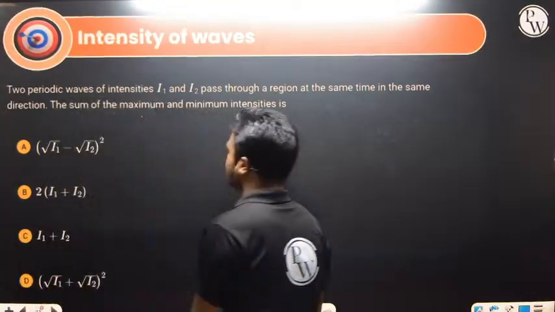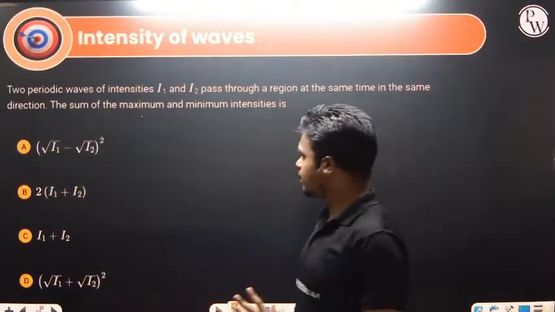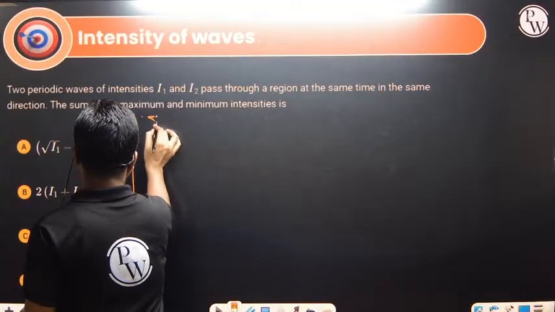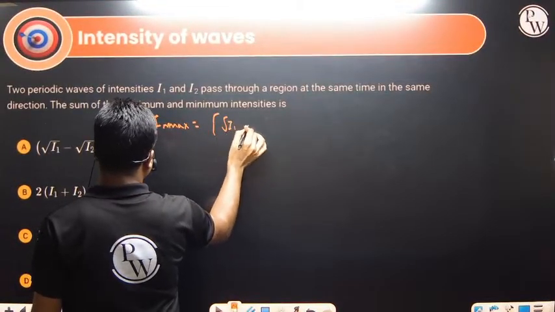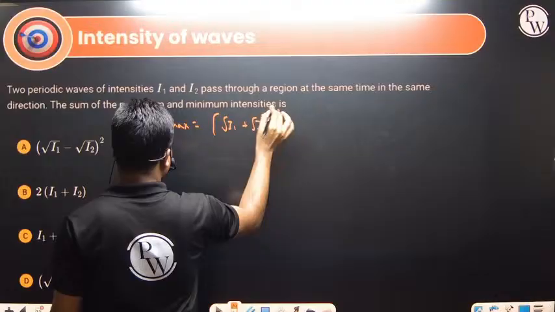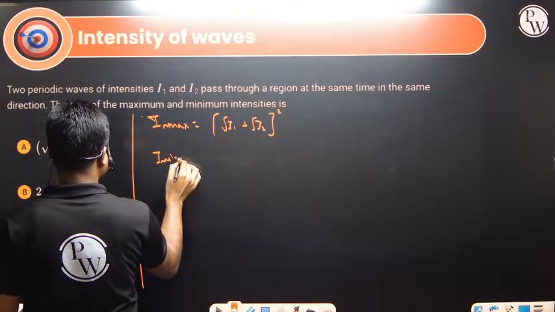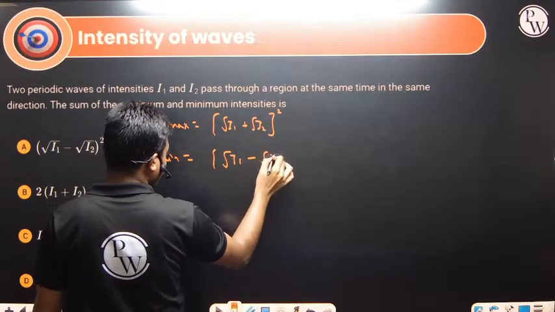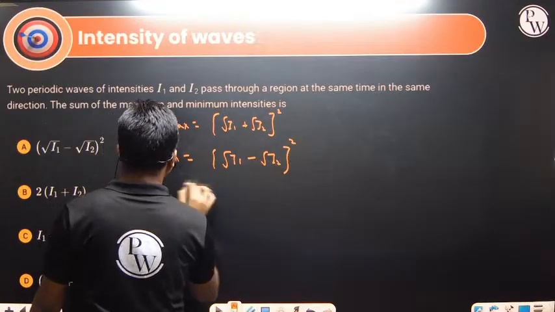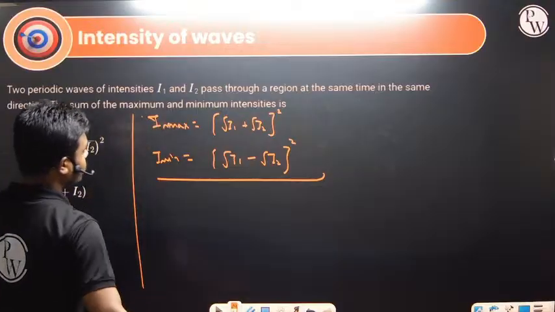So intensity of the wave, whenever two waves are combining at one particular point, maximum resultant intensity, you can note this down, is root of I1 plus root of I2 whole square. And what is minimum intensity? The minimum intensity is given by root of I1 minus root of I2 whole square. What they are asking? The sum of the maximum and minimum intensity.